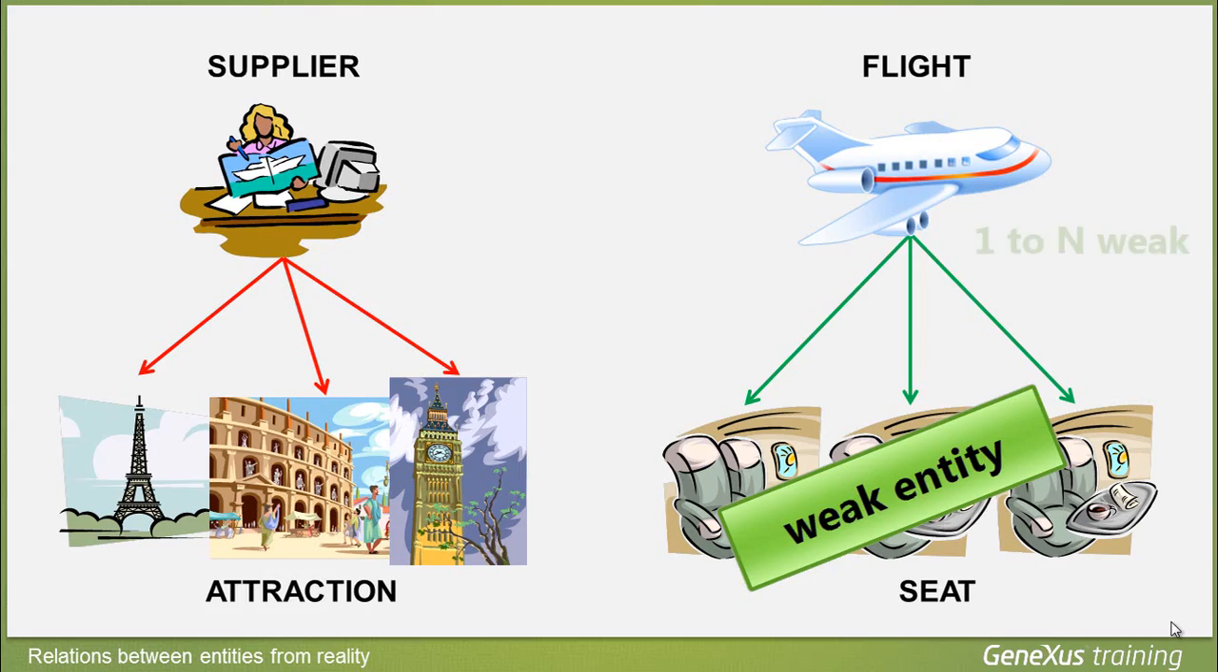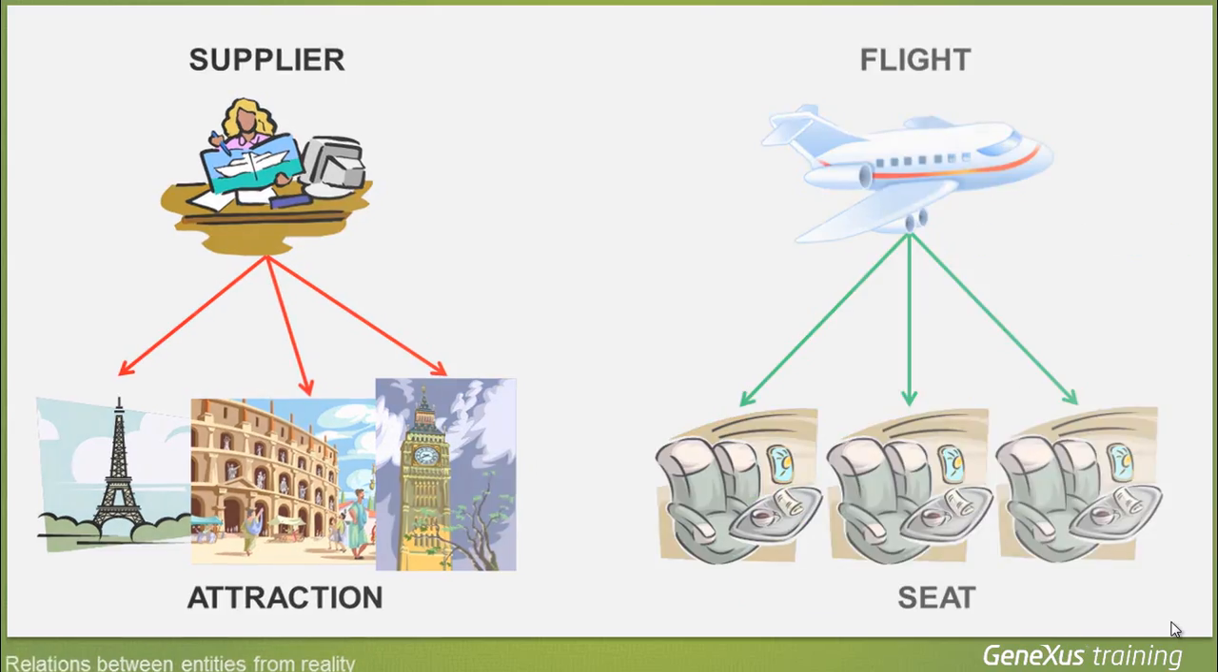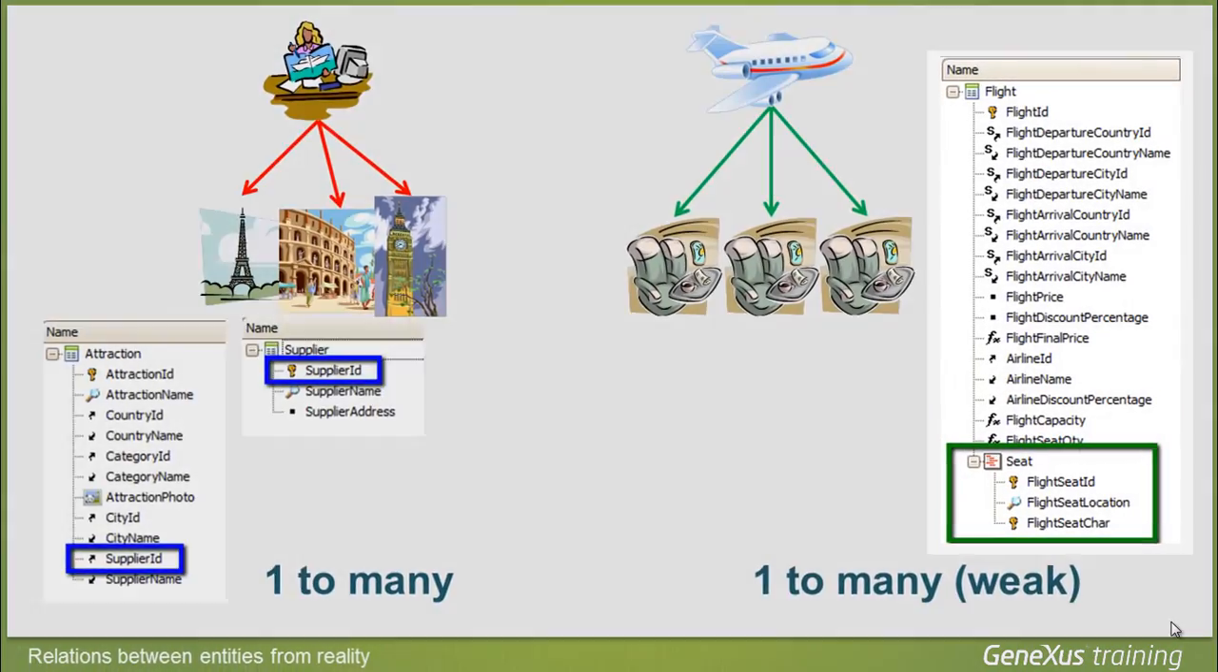We represent this type of weak one-to-n relation with a single two-level transaction, where the weak entity is in the second level, as opposed to the one-to-n relation between suppliers and attractions, where we created two transactions and in one we set the other's primary key as the foreign key.